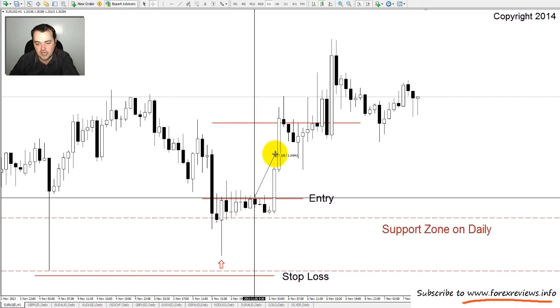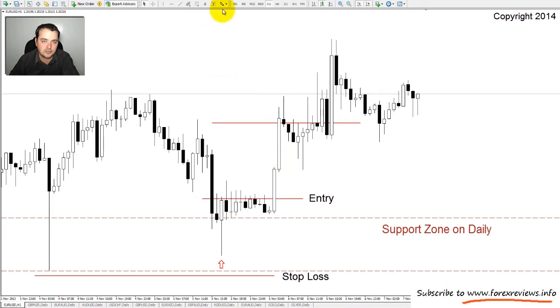You've got to remember this is a daily structure support zone. Very highly probable that it's going to go up from here, at least for a short-term bounce. So you'd lock them both at break even around here, basically just after this next candle opened.